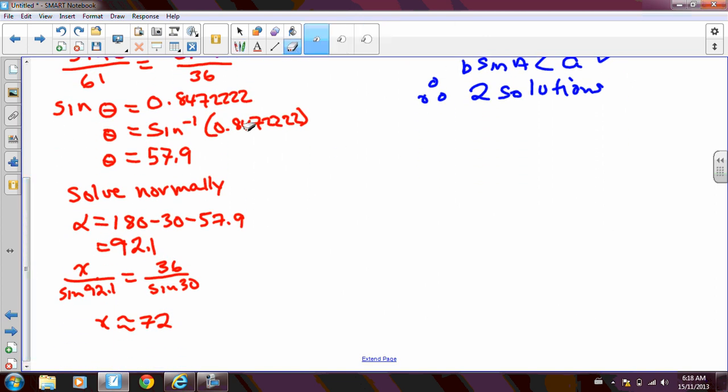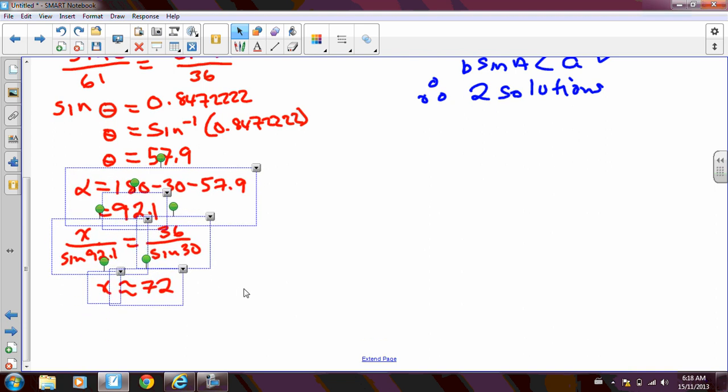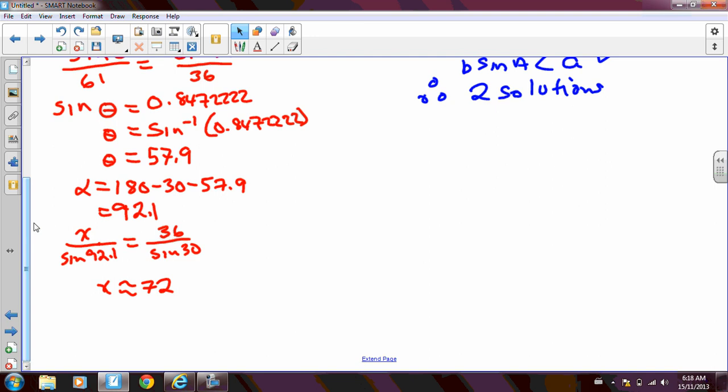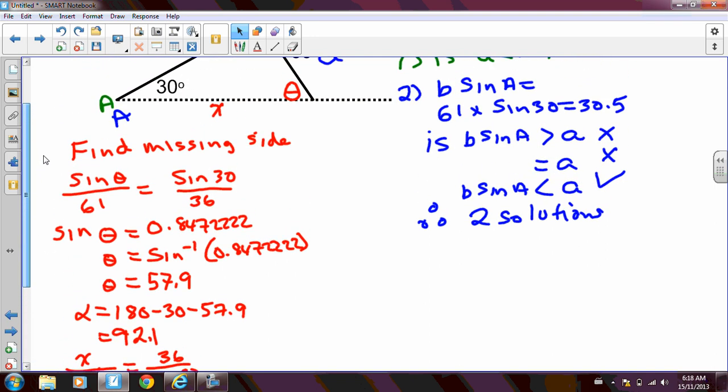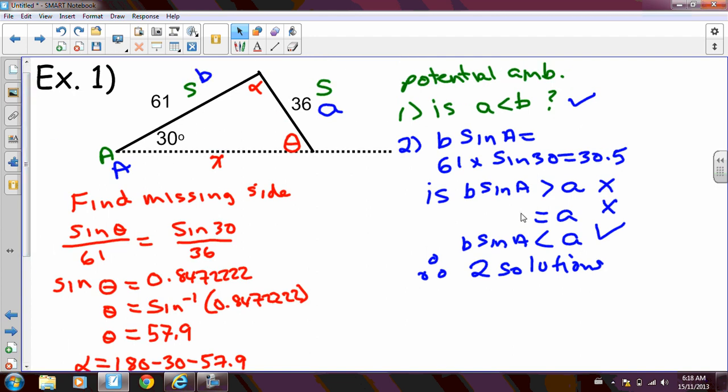I was actually going to leave it for you to do, but if we just continue on, if theta is that value, then alpha, the third angle, can be found by subtracting from 180. It's 92.1, and then basically solve for the missing side. Okay, so that is the first solution, and it's exactly the one that you would have done if I hadn't mentioned the ambiguous case at all.